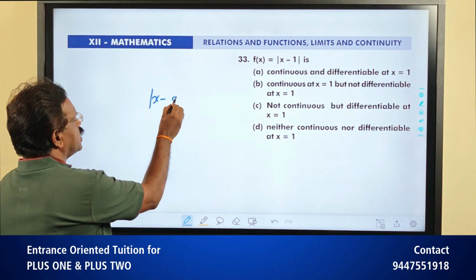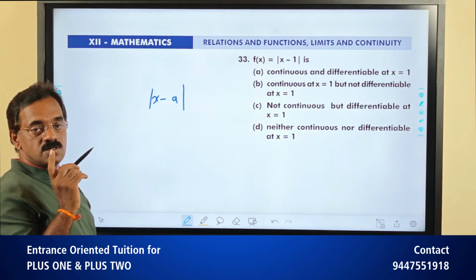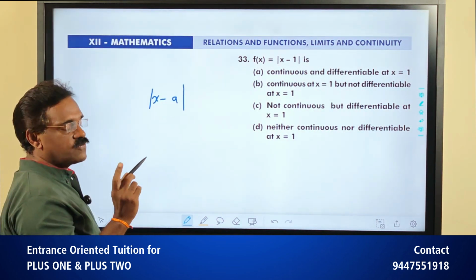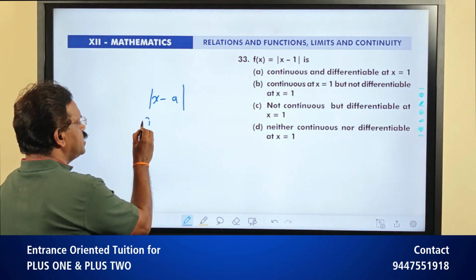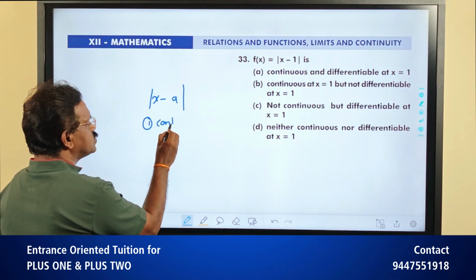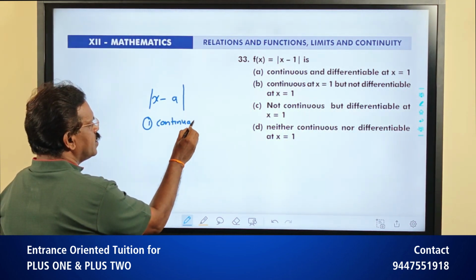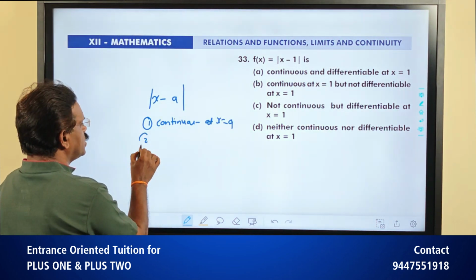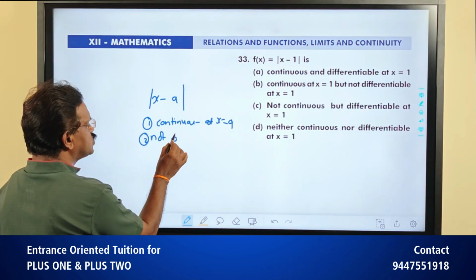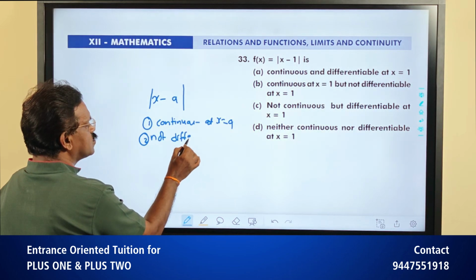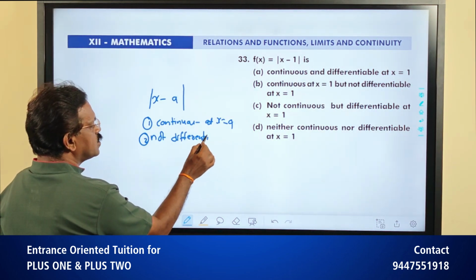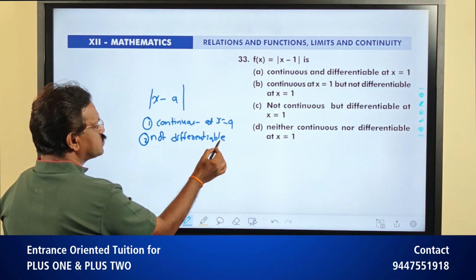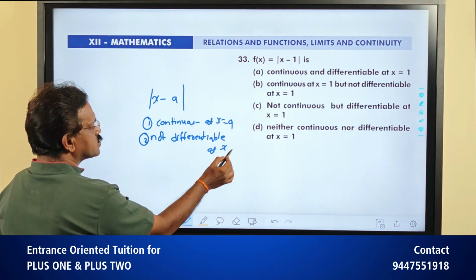Mod x minus a. You have to note two important points. First one, it is continuous at x equal to a. Second one, not differentiable at x equal to a. These two points are two important things when you explain about mod x minus a.